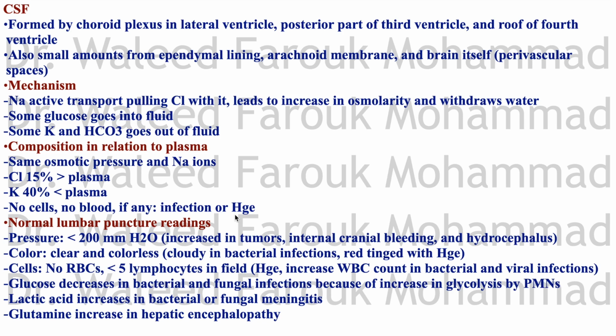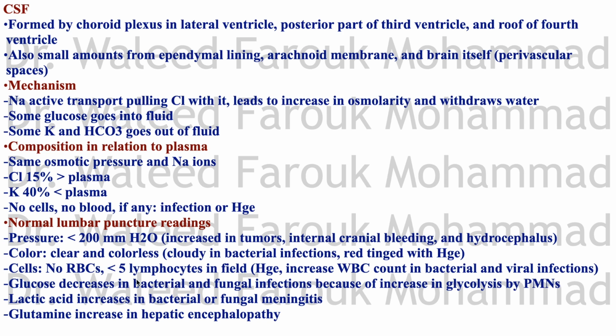Now, if you withdraw a CSF sample from the lumbar cistern, which we studied in anatomy at the lower end of the spinal cord, it's called a lumbar puncture. The pressure is less than 200 millimeters of water, and the pressure increases in tumors, intracranial hemorrhage and hydrocephalus. The color should be clear and colorless. It's like water. If you see a sample, you can't distinguish it from water. It's cloudy in bacterial infections or red tinged in hemorrhage.